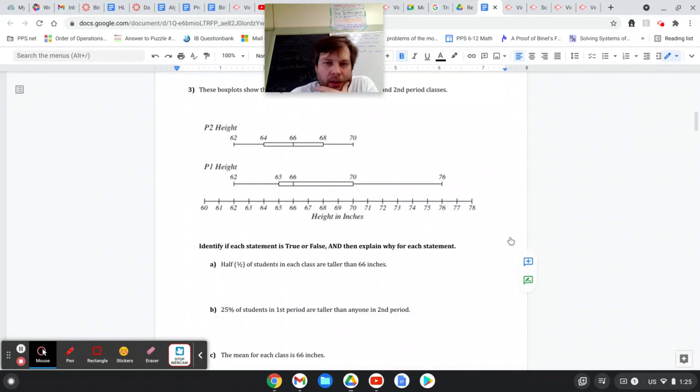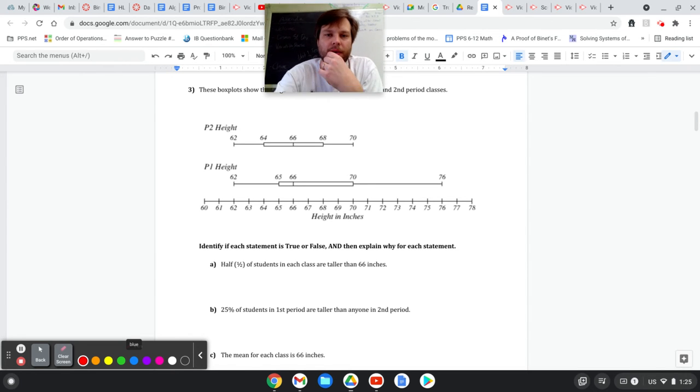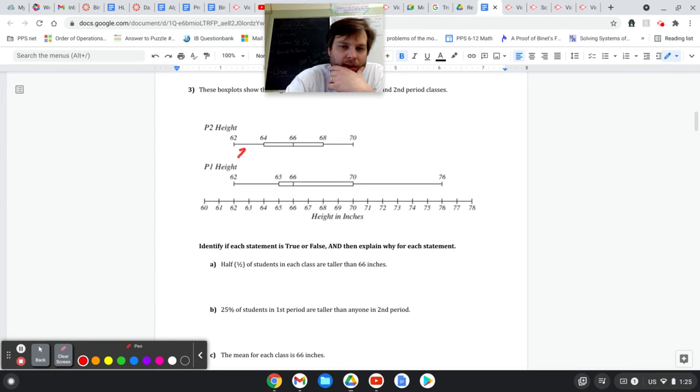So here on part 3, I'm looking at two different box plots. And the thing to keep in mind about a box plot is that each section of a box plot represents a quartile of the data. And the word quartile means that you have 25% of the data within that area. So if I look at period 2, each one of the chunks of the plot is worth 25%.